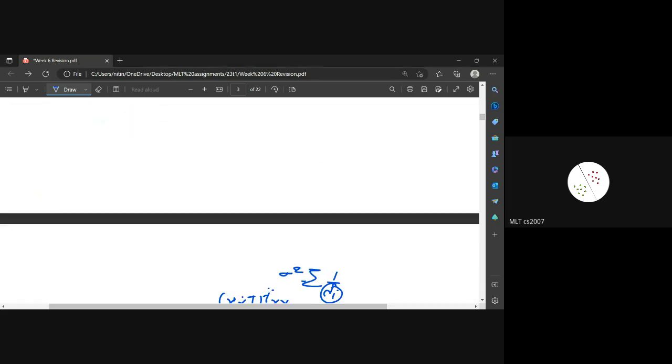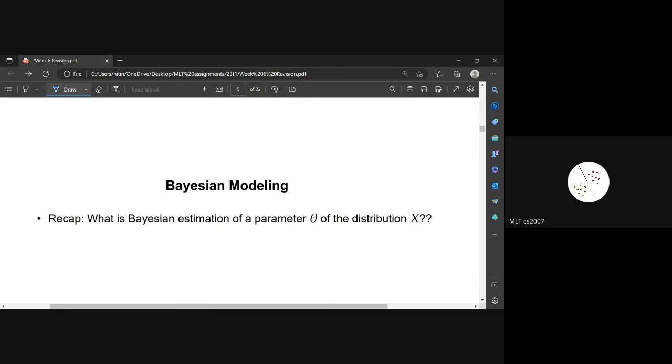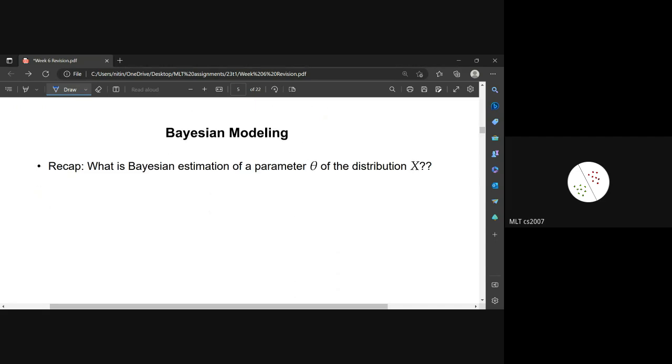Now, the different ways of looking at this estimator as doing Bayesian estimation. What do we do in Bayesian estimation? Let's quickly recap what Bayesian estimation is. Let's assume your parameter is theta that we don't know, and that is coming from the distribution X. How to estimate that parameter using Bayesian estimation? Can anyone please explain how to do Bayesian estimation? We take a prior and then we modify it based on the estimate.